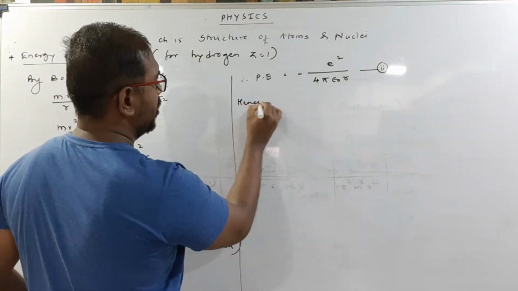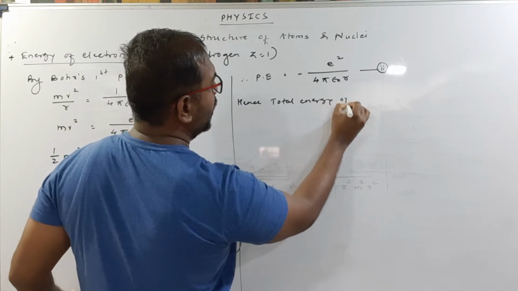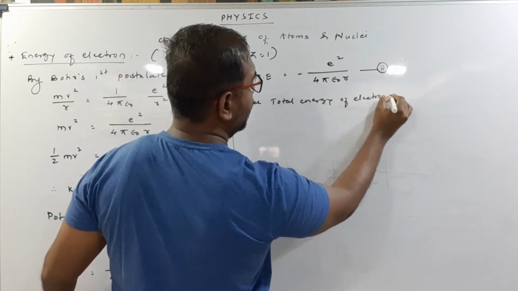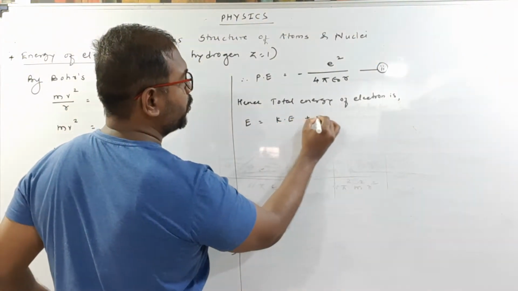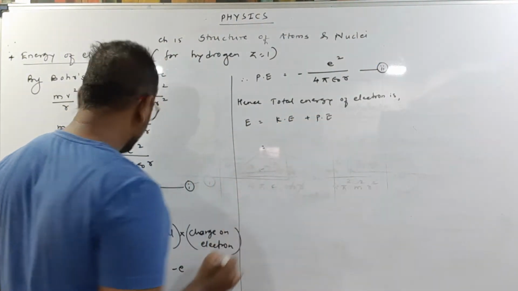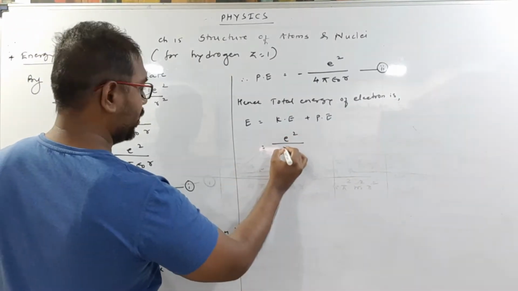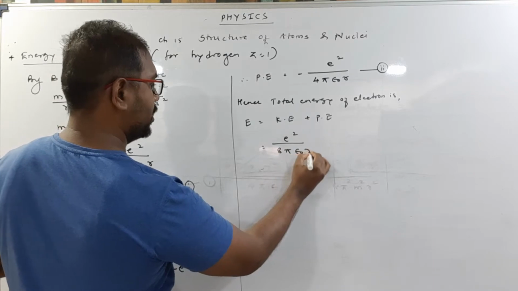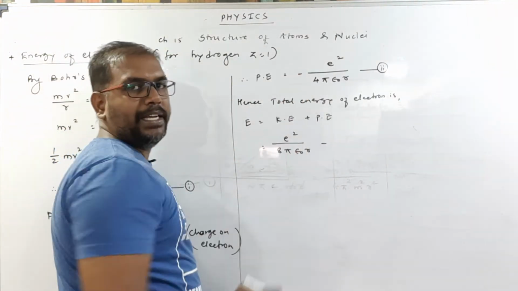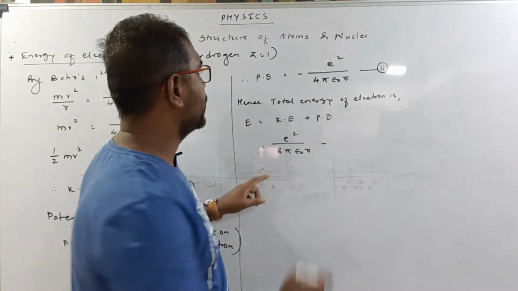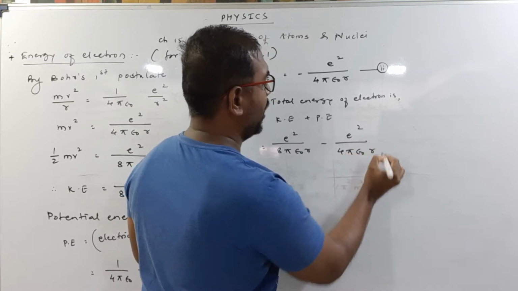Hence, total energy of electron E is equal to kinetic energy plus potential energy. Now here kinetic energy is e square divided by 8 pi epsilon 0 r minus. Why minus? Because potential energy has a minus sign here. So minus is coming, e square divided by 4 pi epsilon 0 r.